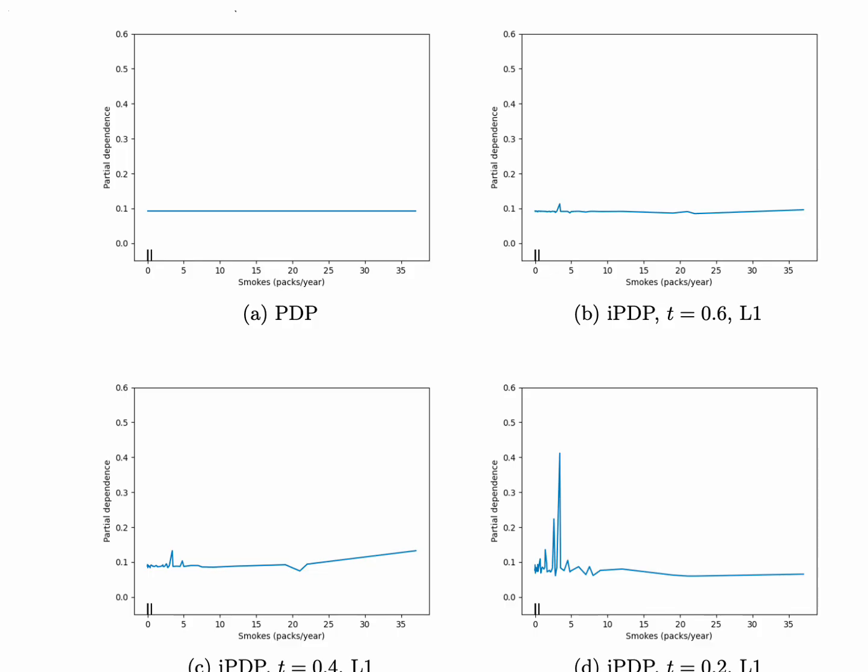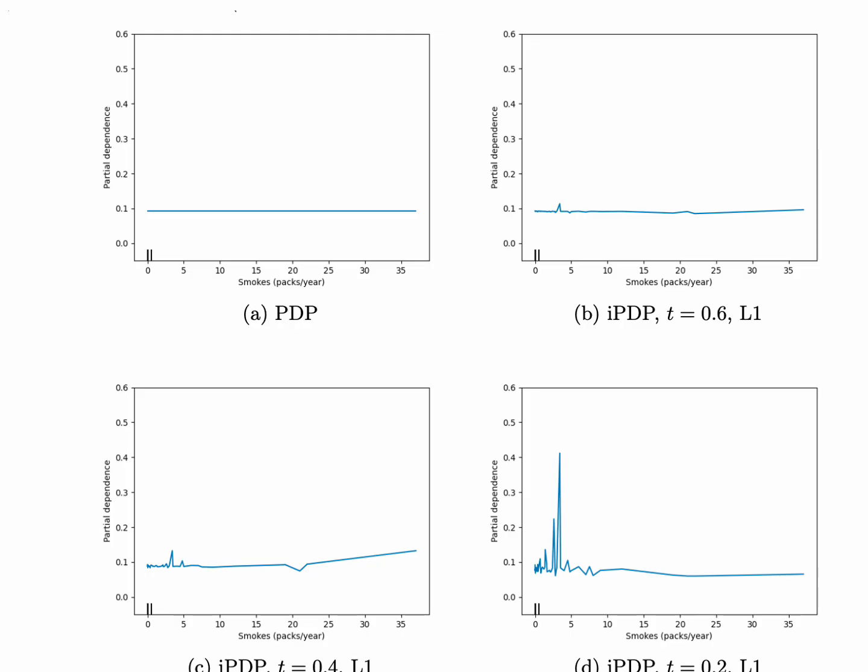The L1 distance measure, as outlined in Equation 2, is used in Figure 3. In Figure 3a, we see the PDP results for the number of packets of cigarettes smoked in 1 year, where the PDP result was uninteresting. In Figure 3b, we see a more interesting result with a threshold of 0.6, with a minor increase in the probability of cancer as the number of packets smoked per year increases.